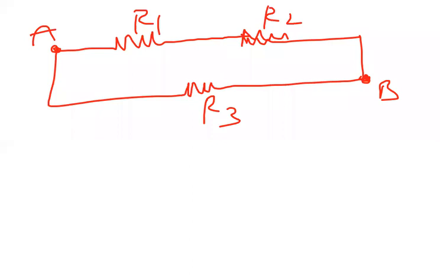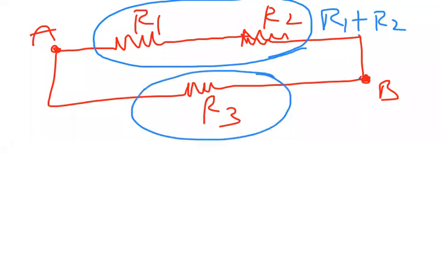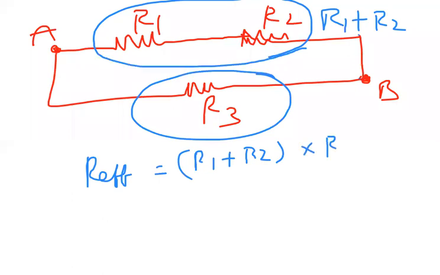So A and B. Here if you observe, already we discussed, if B is here or here it doesn't matter because there is no resistance in between them. So here R1 and R2 are in series, R1 plus R2, and R3 is parallel to this combination. So simply R effective is equal to (R1 plus R2) into R3 by (R1 plus R2 plus R3). Like that I can write.